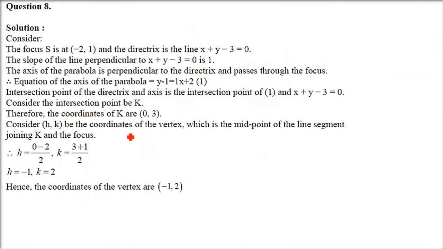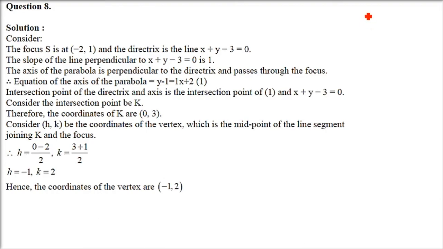This question is question number 8. Write the coordinates of the vertex of the parabola whose focus is at -2, 1, and the directrix is the line x plus y minus 3 equals 0. Now how it is going to be made, I'll just give a guess.